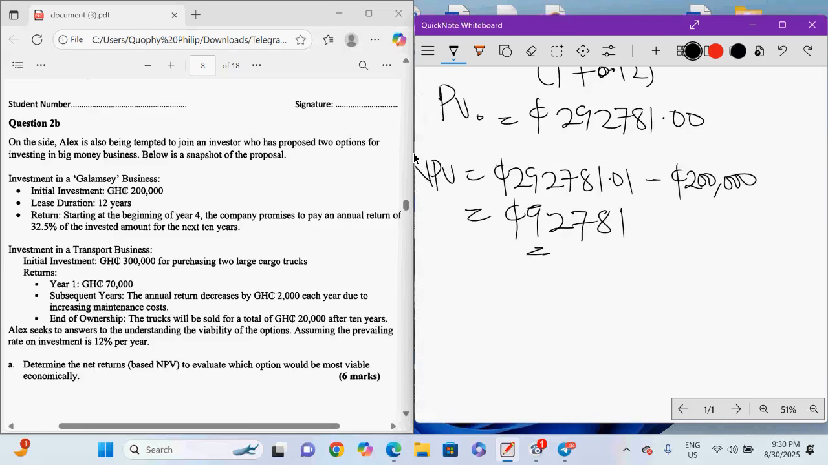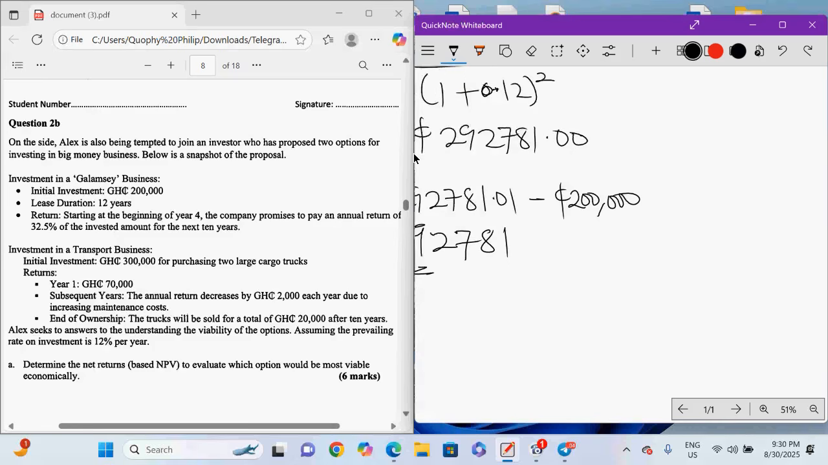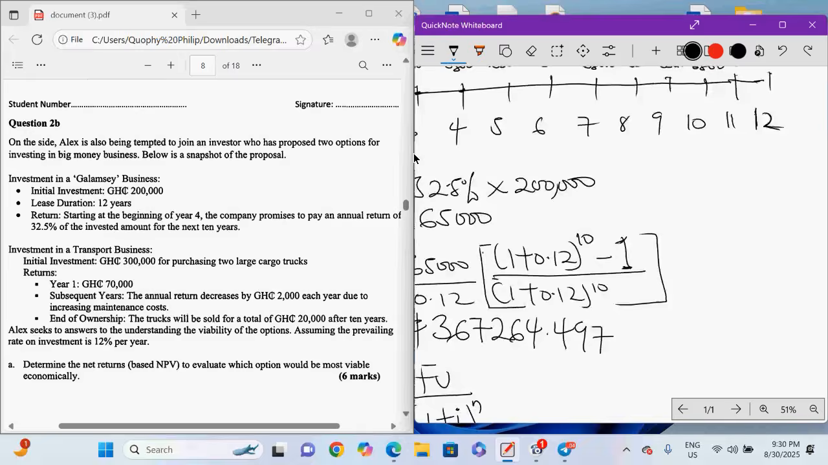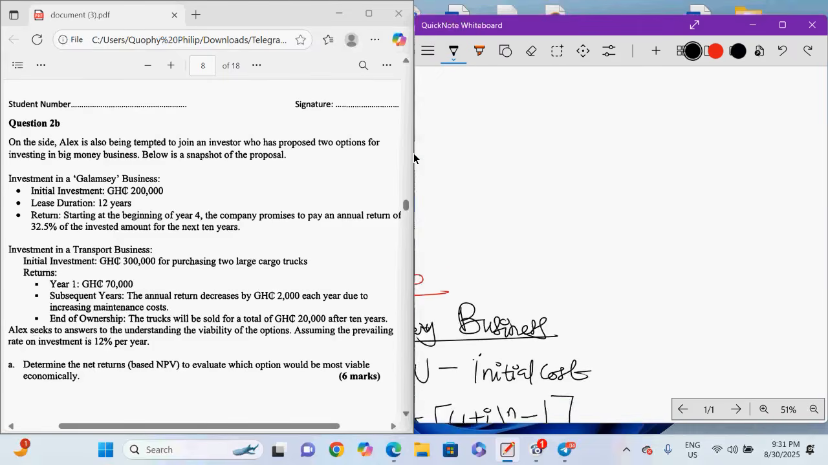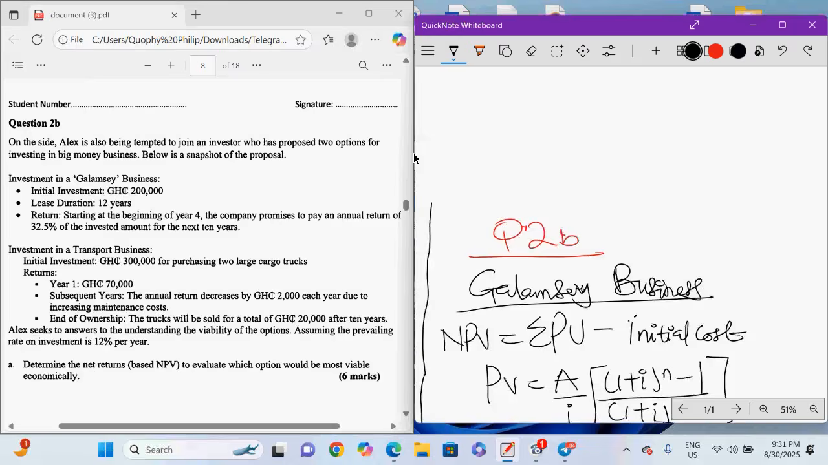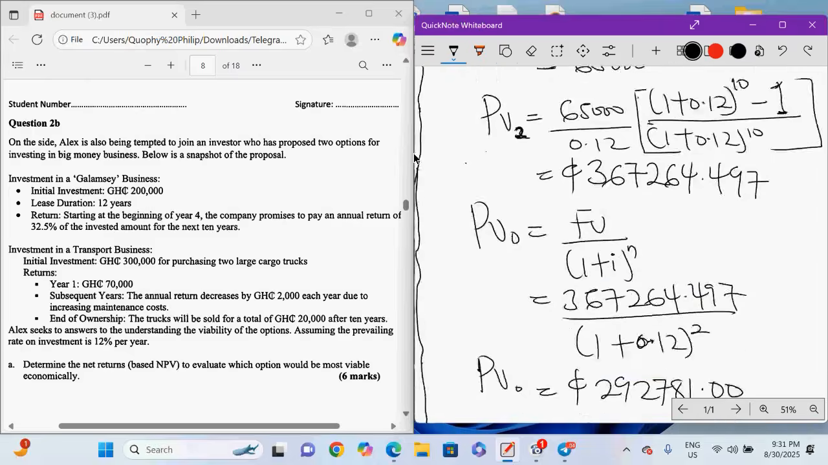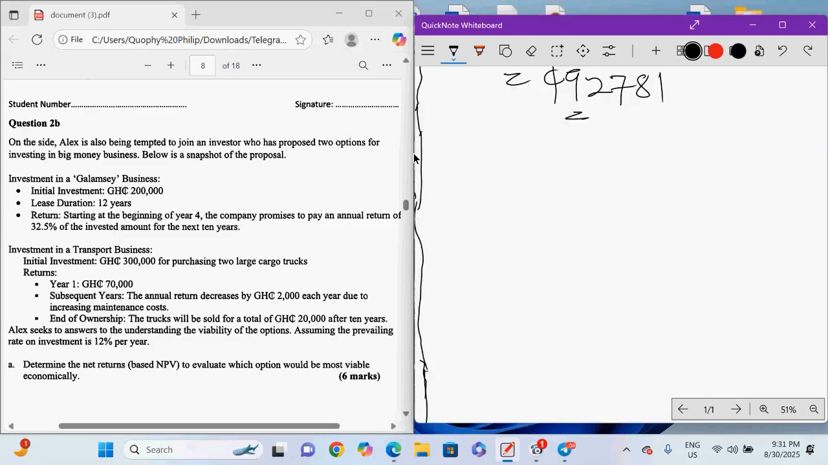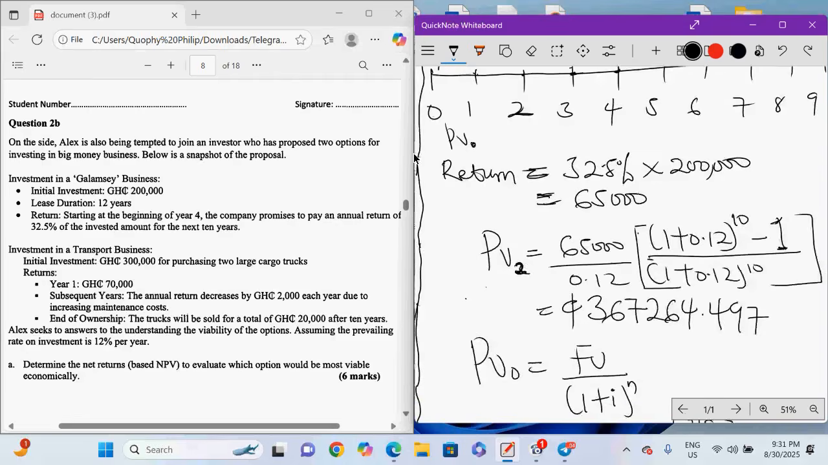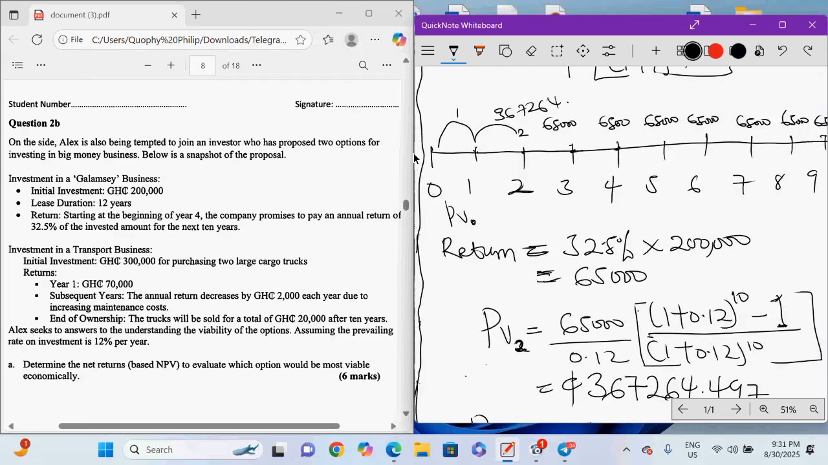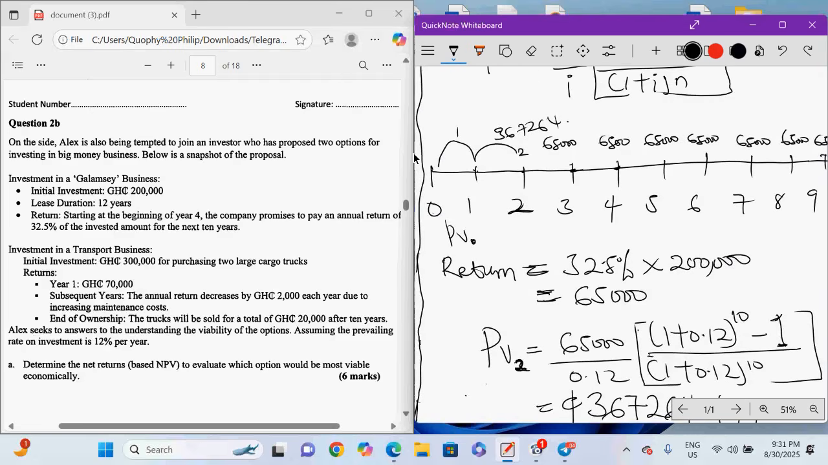Then we do for the transport business. Yes. Someone was calling me. Yes, sir. Please, on your cash flow diagram, you said the return starting at the beginning of year 4, but when you were writing it, you started from year 3. Can I ask why?